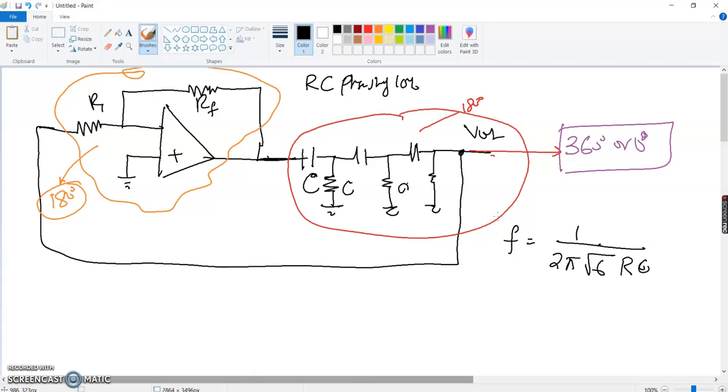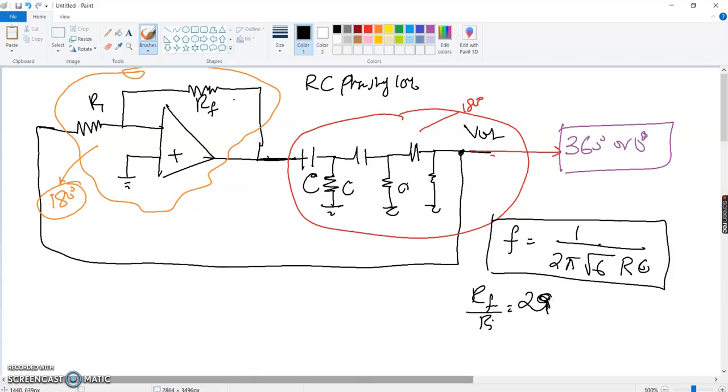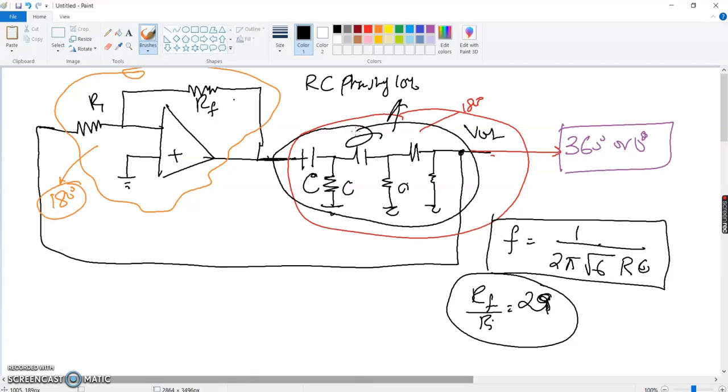That's one of the formulas. The other thing that you should know is the RF over RI, the combination of the feedback, and it should turn out to be 29. So the gain of this op amp turns out to be somewhere around 29, right? Because of the loss of signal, or the attenuation of signal, in this part of the circuit. So you have to have a gain of 29. These two formulas are very important going forward in designing your circuit.